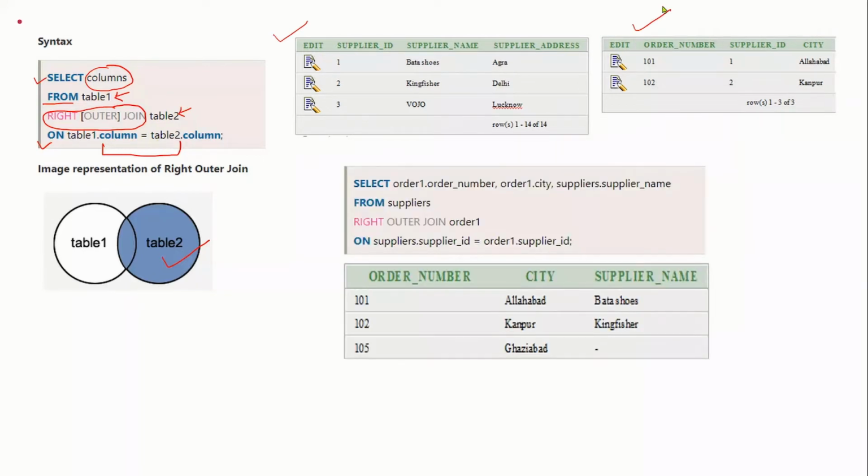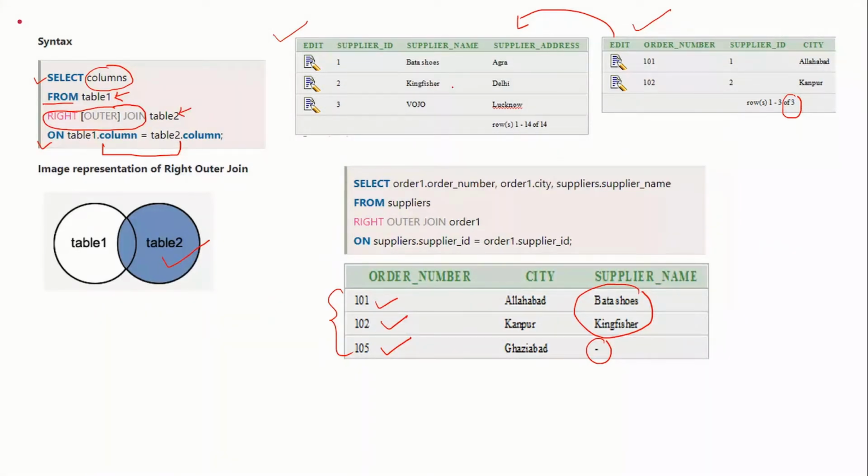So if you observe here, a total of 3 records are present within this order table. So we have to show all these 3 records. All these 3 records are appearing here: 101, 102 and 105. But among these 3, only 2 have the supplier name. Only 2 have the supplier name here. The third one does not have the supplier name. Why? Because that supplier name is not appearing within this table. That is the reason.